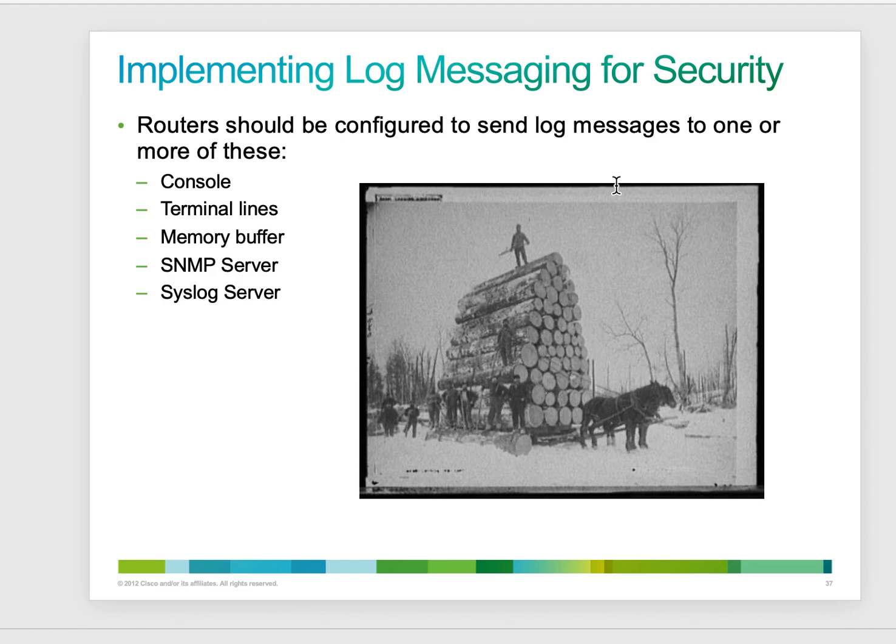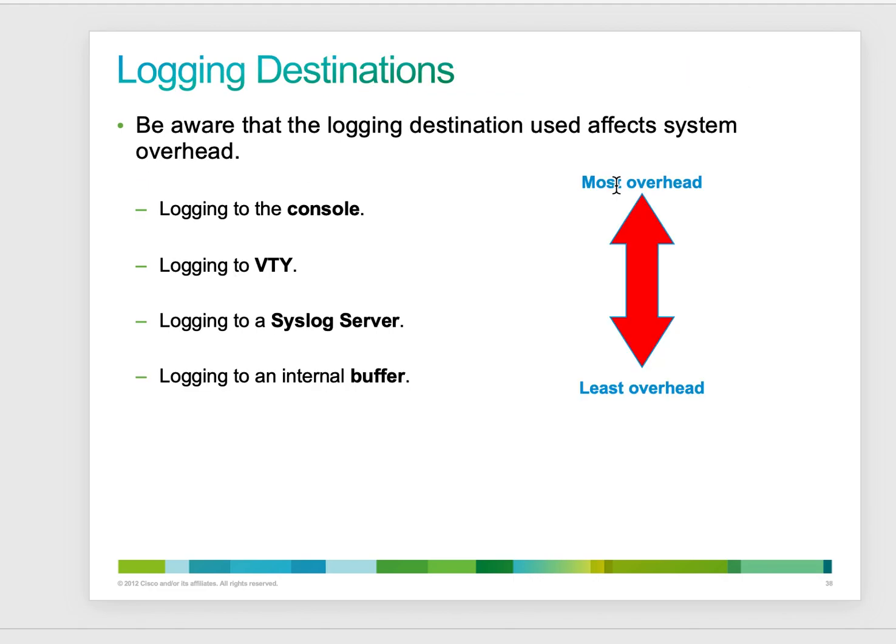Now, implementing logging messages for security. Routers should be configured to send log messages to one or more of these: the console, the terminal lines, the memory buffers, the SNMP, that's Simple Network Management Protocol server, and the syslog servers. So routers should be configured to be able to send messages to all the following that we have mentioned: the console, the terminal lines, the memory buffer, the Simple Network Management Protocol server, and the syslog server.